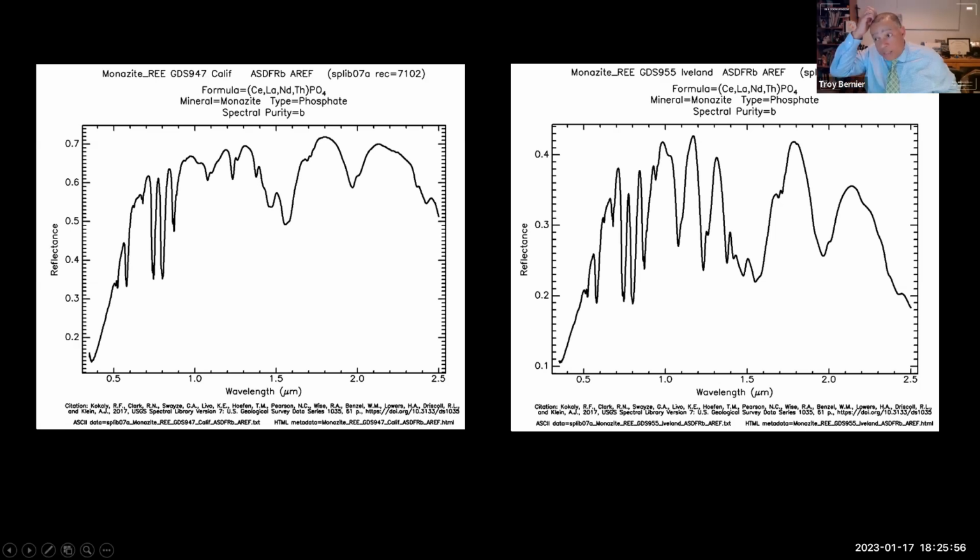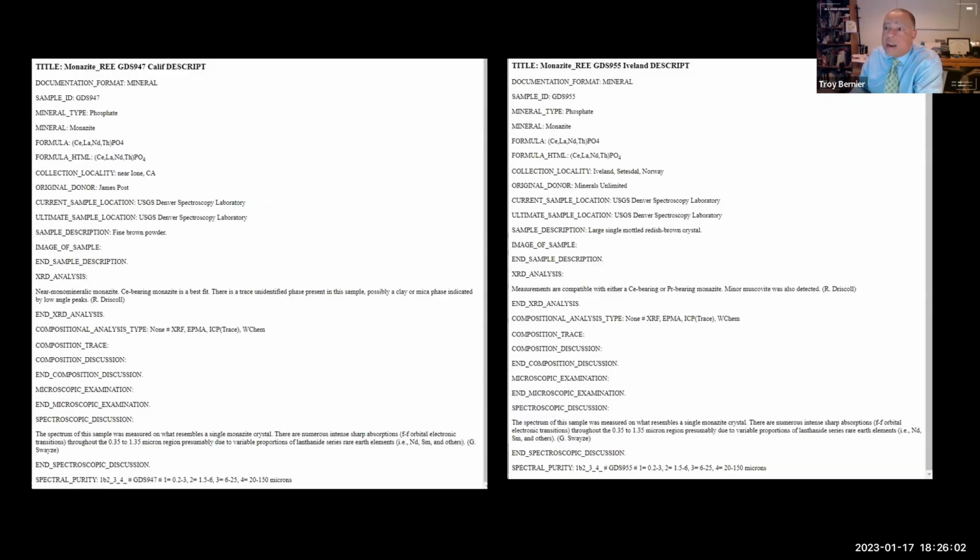Next slide. We're looking at the same specimens, but we've got some data description here. So let's see if there's a difference. We still have California on the left and Eveland, Norway on the right. The chemical formulas are the same. Of course, we have different locations. But look at the sample description: a fine brown powder, and a large single mottled reddish brown crystal. See the differences?